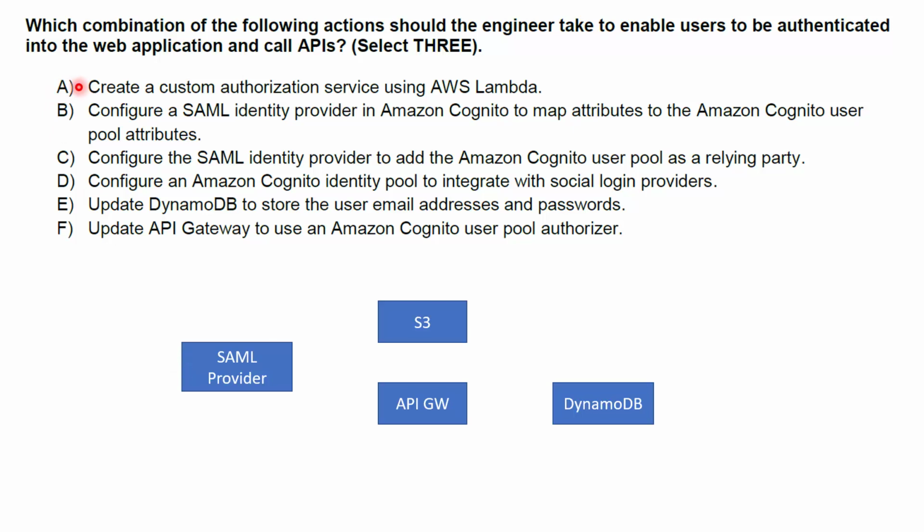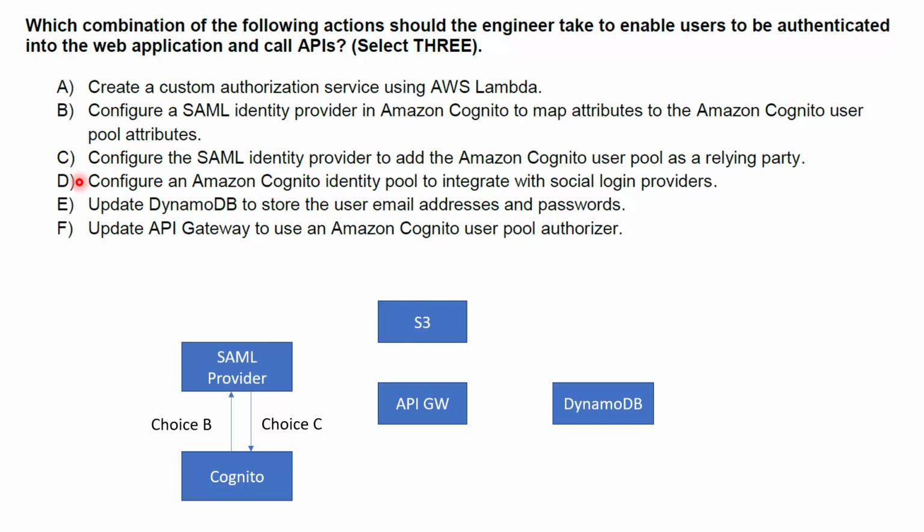With choice A, we need to create a custom authorizer using Lambda. This is not needed as various AWS services support SAML integration. With choice B, we need to configure SAML identity provider in Cognito and map to Cognito user pool. Cognito indeed supports SAML integration, and we can map SAML identities to the Cognito user pool. So this is a valid answer. With choice C, we need to configure SAML identity provider to add the Cognito user pool as a relying party. We do need to establish trust between SAML and Cognito. So this step is also required.